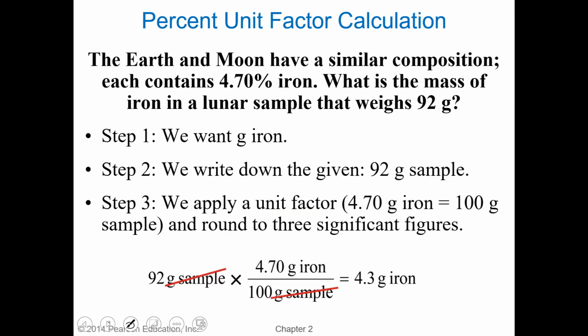So let's look at an example. The Earth and the Moon have a similar composition. Each contains 4.7% iron. What is the mass of iron in a lunar sample that weighs 92 grams? Lunar sample meaning from the moon. Our sample weighs 92 grams. This is our given. Okay. The percentage we are going to use as our unit factor or conversion factor.